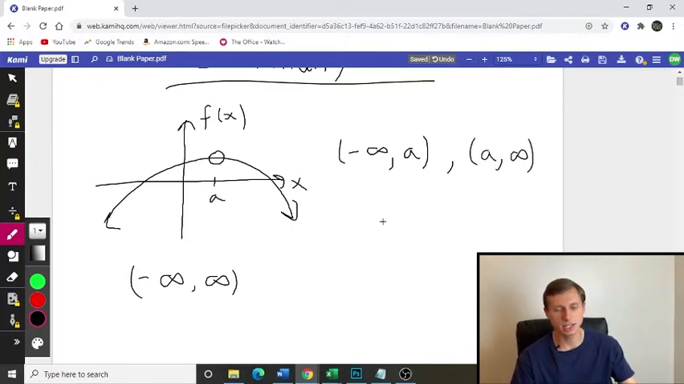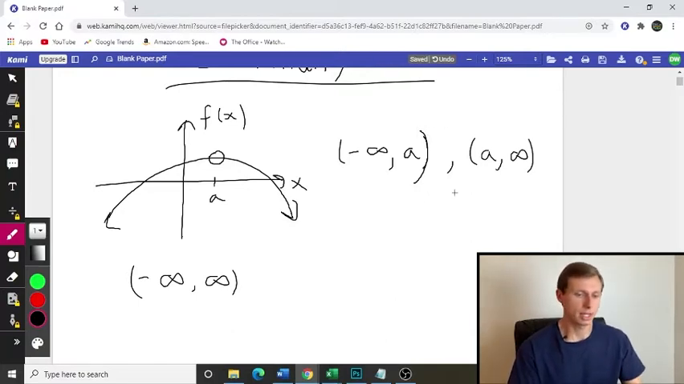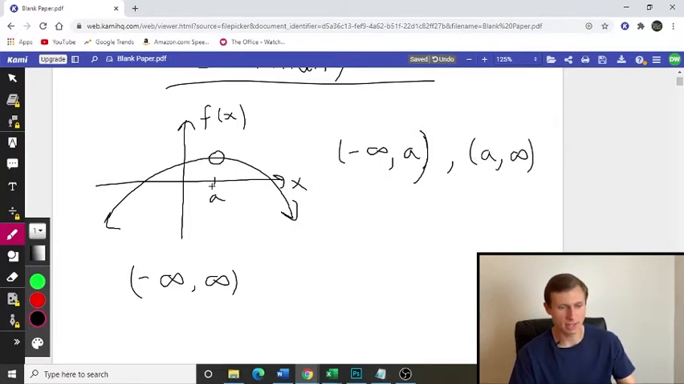And here's what this is saying in math speak. From negative infinity to A, not including A, right? Parenthesis means don't include. If I wanted to say include A, I would put a bracket there. So since it doesn't include that point, it's a parenthesis. And then again, from A to infinity, not including A because there's a hole in the graph at A.